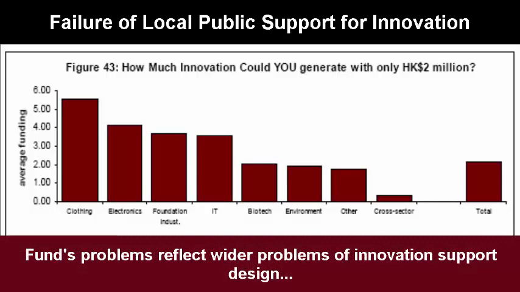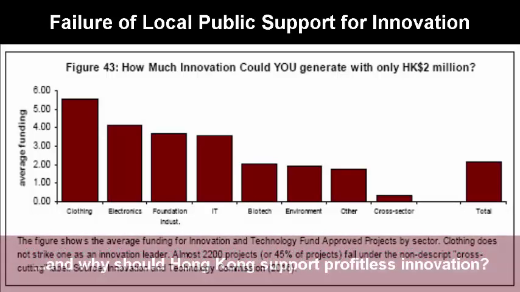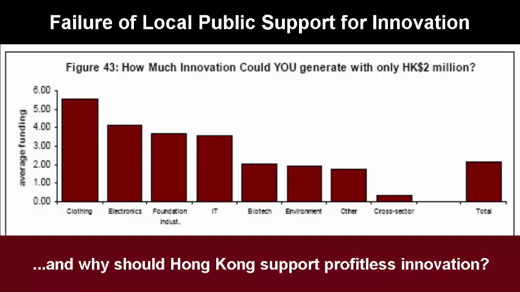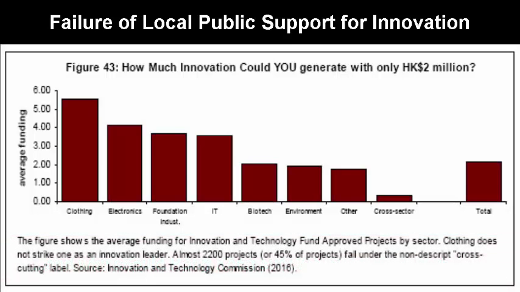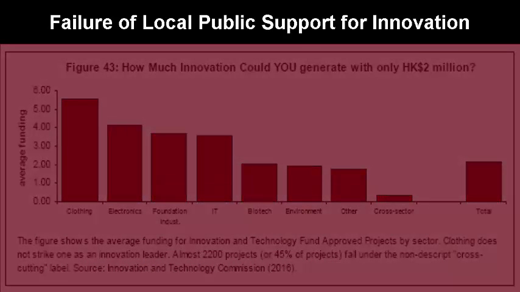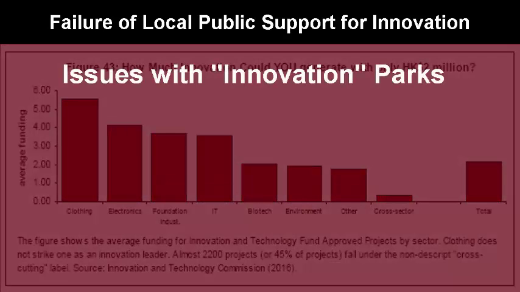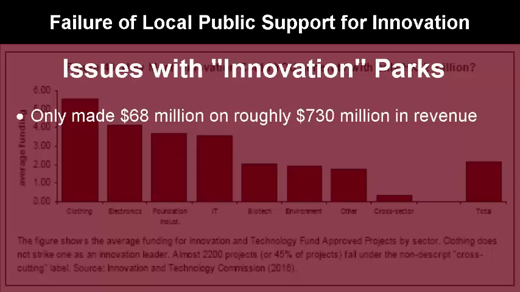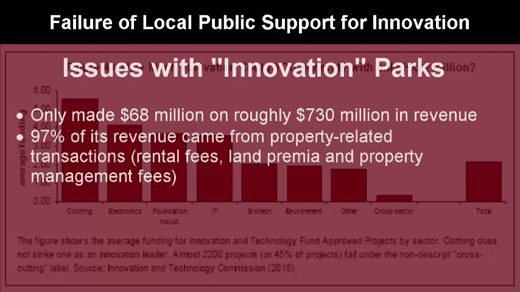As we show in our paper, the Hong Kong Innovation Fund and innovation policy more generally has been extremely badly designed and has not contributed to either innovation or increases in any profits from these sectors. Looking at Hong Kong's innovation parks, we see that they only made $68 million on roughly $730 million in revenue. 97% of these parks' revenue came from property-related transactions rather than reaping the benefits of investment in innovation.